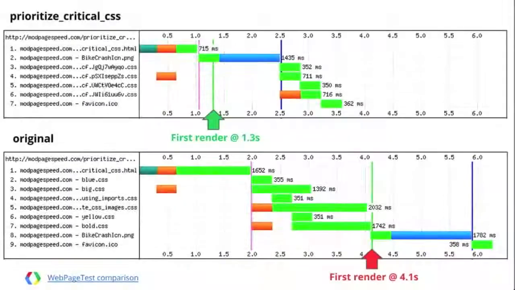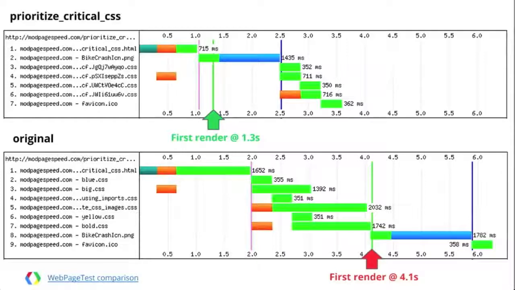So here's a hands-on example. This is the same page. If you go to modpagespeed.com, we actually have hands-on examples of like here's a page before, here's a page after. So this is the exact same page, and I'm assuming that most people here will be familiar with the waterfall diagram, right? This is at the top you have the HTML request and then a bunch of other files. So here's the original page, right? So what it tells you is we have the HTML file, and then we have a whole bunch of CSS files, blue, big, using import, and a bunch of others, right?